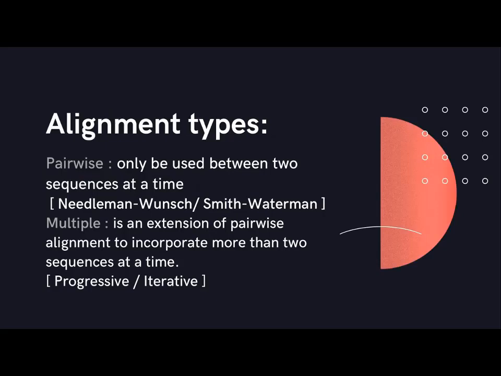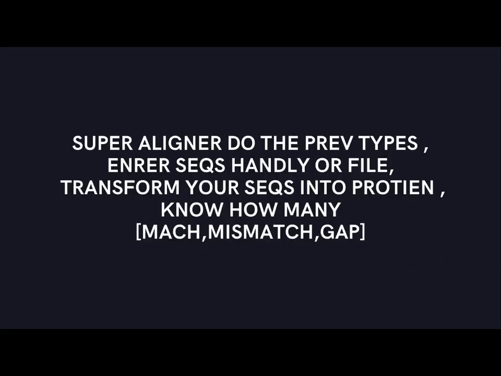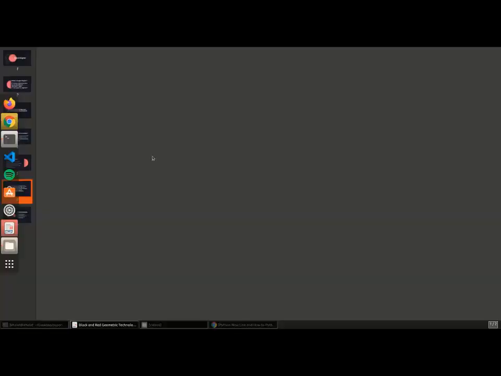Now, how many types of alignment do we need? Actually, there are only two types of alignment. First, pairwise alignment, which is only between two sequences, and multiple alignment for three or more sequences. By using more than one algorithm, we built a tool that combines the pairwise and multiple alignment algorithms in one place to make the alignment easier. And that's how our aligner tool came to life. So let's test it out.